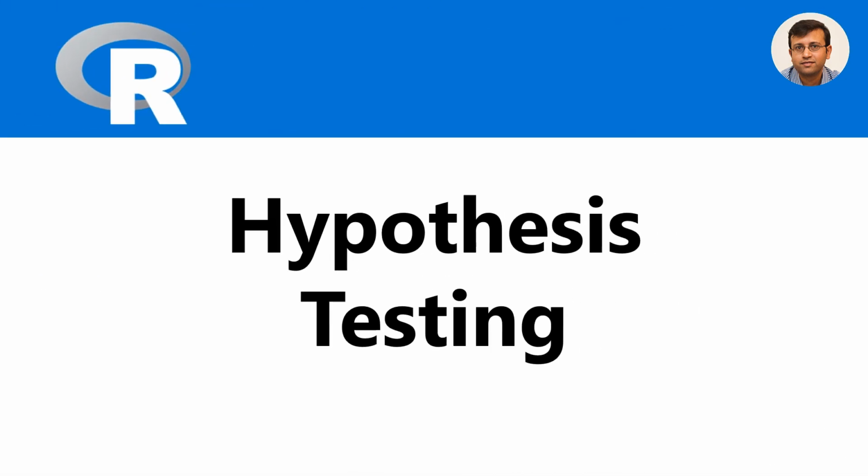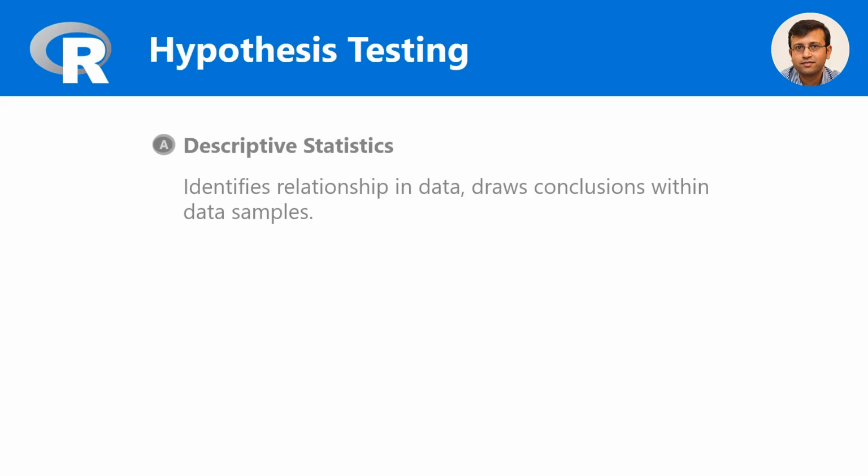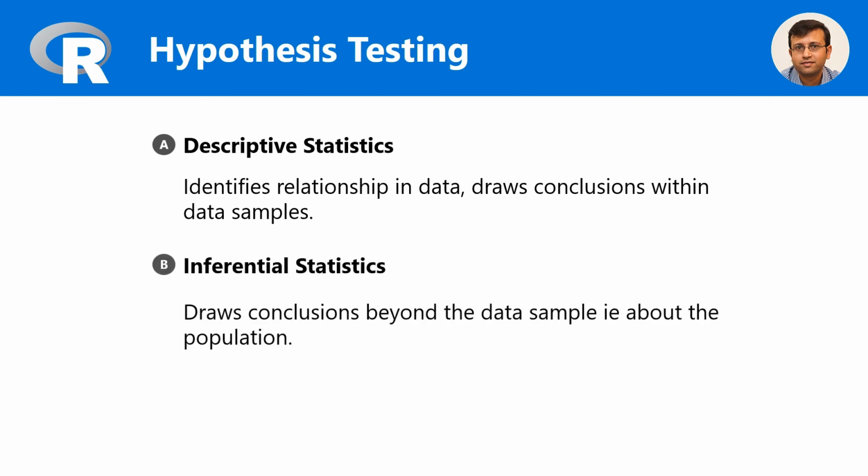In this video, we will look at the hypothesis testing of the population from a sample. The statistical tests are employed for testing hypotheses about data, for example, specific properties of distribution or their parameters. The basic idea is to estimate probabilities for a hypothesis about the population from a sample. Descriptive statistics can help us identify relationships in data, but they do not draw conclusions beyond the data samples. Inferential statistics does allow us to make conclusions beyond the data sample, that is, the population.